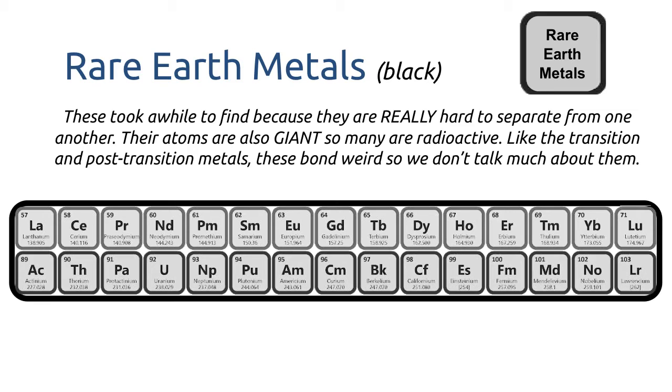At the very bottom, we have our rare earth metals. We don't talk too much about these. These took a long time for scientists to narrow down and to find because they're really incredibly hard to separate from each other in nature. And their atoms are also super, super big. You can tell by their atomic numbers. So because of this huge number of protons and neutrons, they also tend to be radioactive.